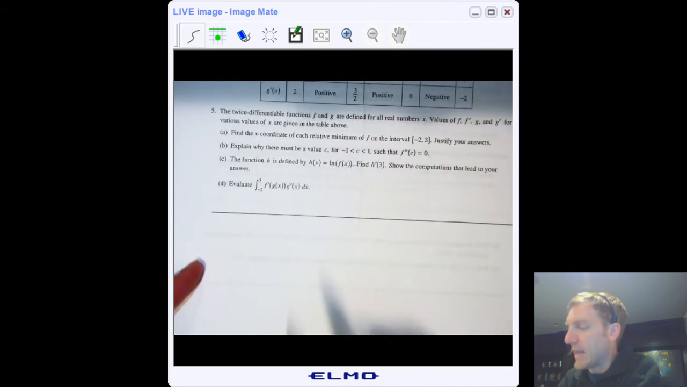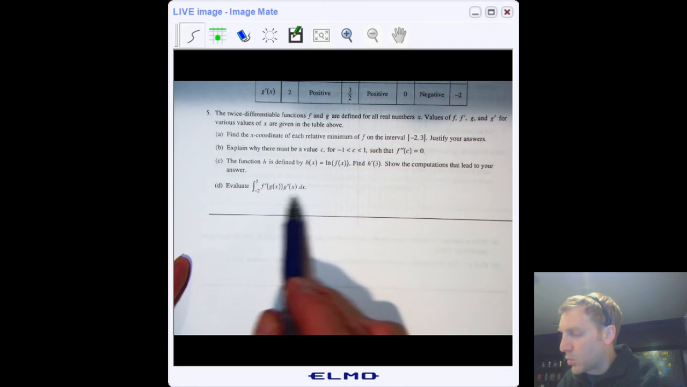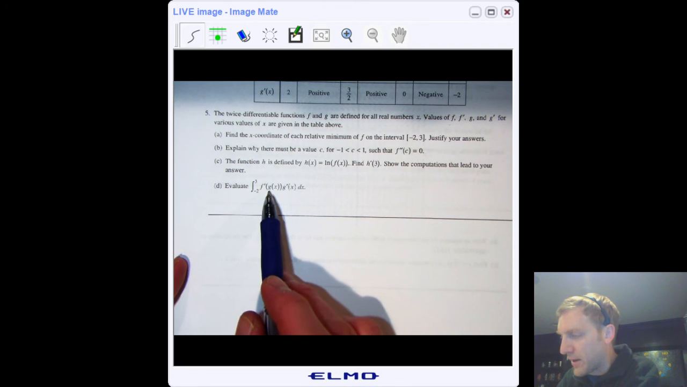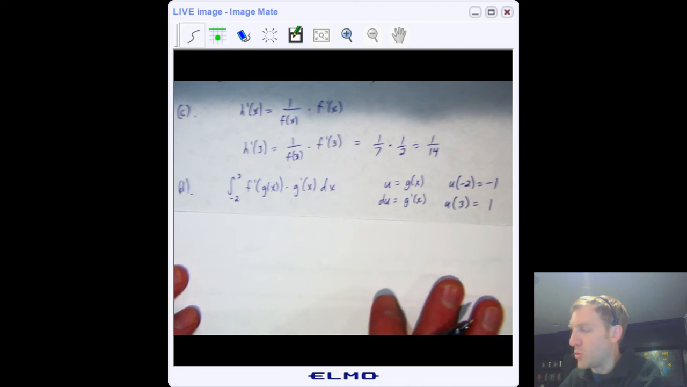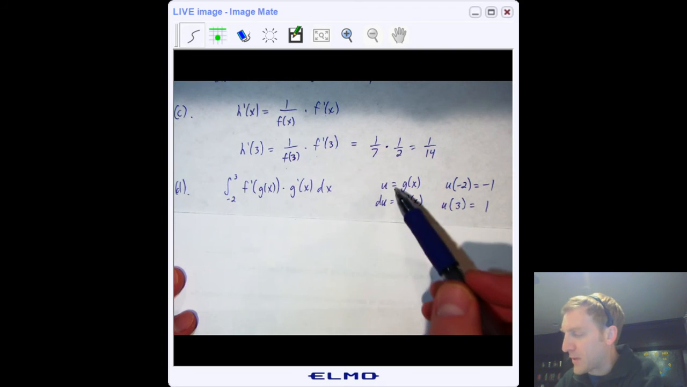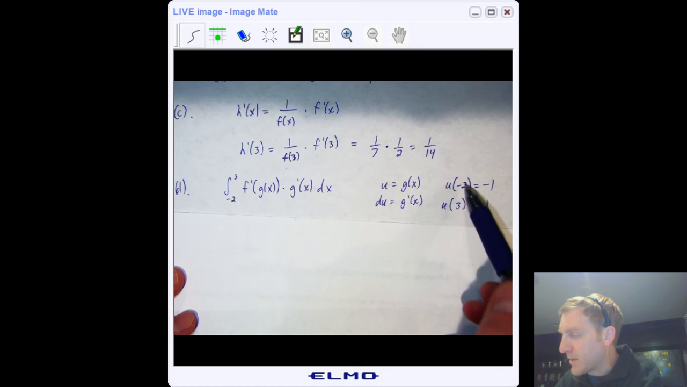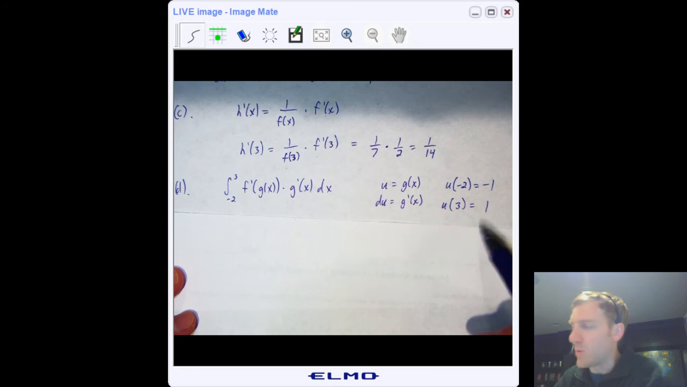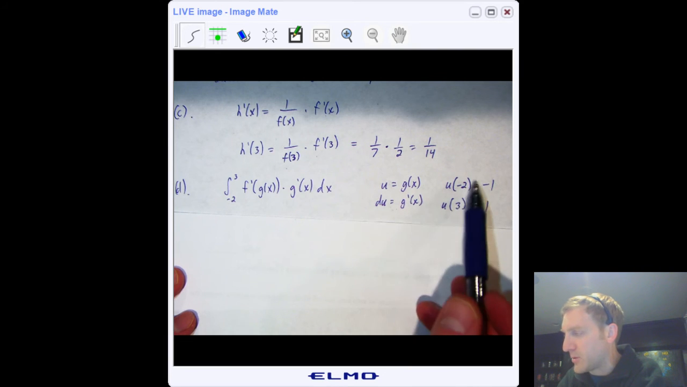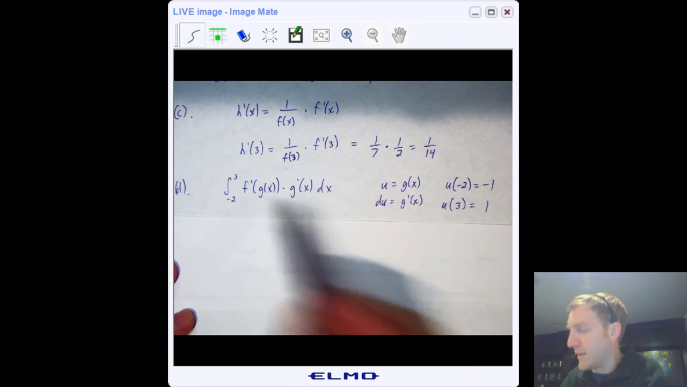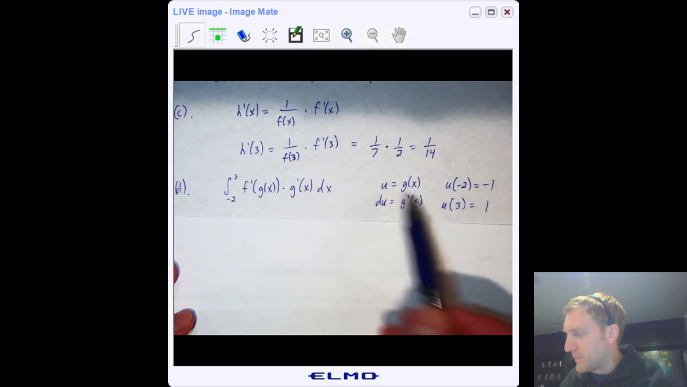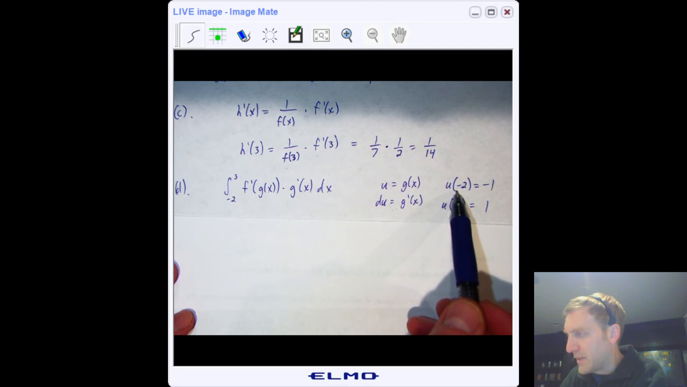D, evaluate this integral. Okay, this is going to require substitution, right? Because I've got a function g inside the function f prime. Now make sure when you do substitution with a definite integral, don't forget to not just find u and du, but you have to change these limits of integration from x values to u values, all right? When I saw your work, many of you did the substitution, but you forgot to change the negative 2 and the 3, okay?